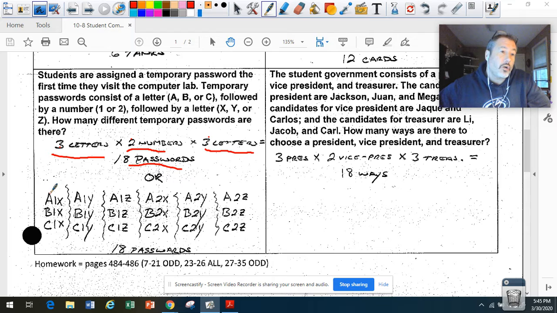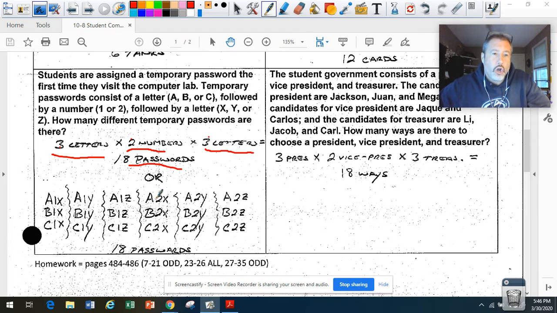So if we start with A, B, C, then we'll go A1X, B1X, C1X. Okay, let's go with A, B, C again, 1, 1, 1, but now we got our Y. So A1Y, B1Y, C1Y. And then let's go with our Z's at the very end. So A, B, C, 1, 1, 1, and then all Z. So A1Z, B1Z, C1Z.